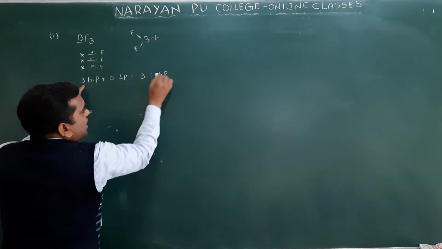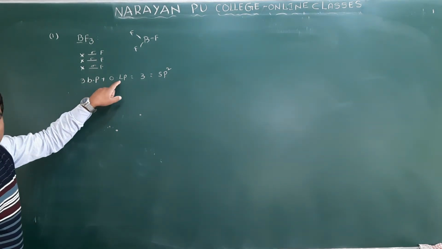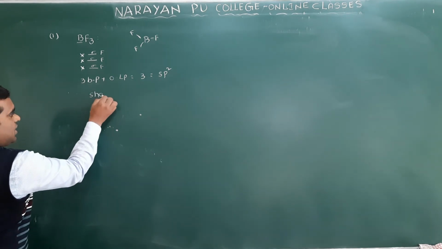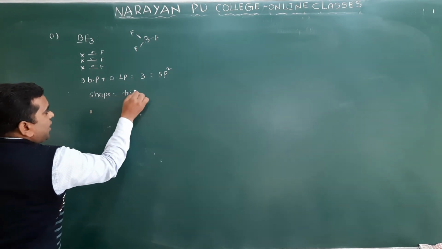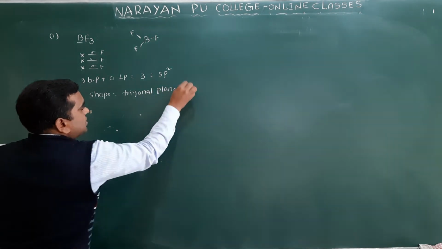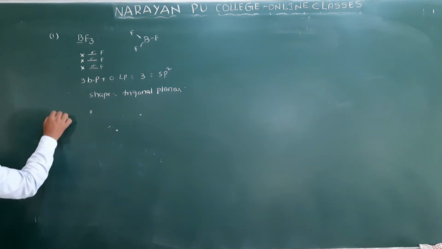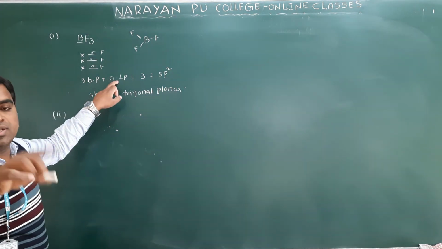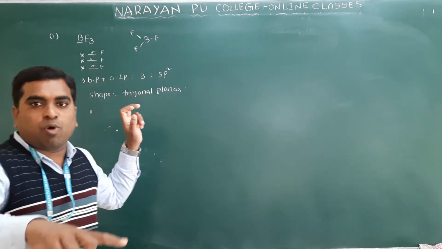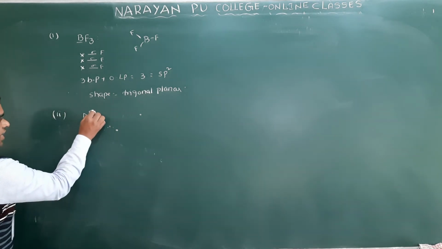3 means what is the hybridization? sp2. If 3 bond pairs and 0 lone pairs, what is the shape? Trigonal planar. That is the simple one. You see how easy. Next, you must know the table: 3 bond pairs, 0 lone pairs; 4 bond pairs, 0 lone pairs; and 3 bond pairs, 1 lone pair. What is the shape? That you must know. Clear?